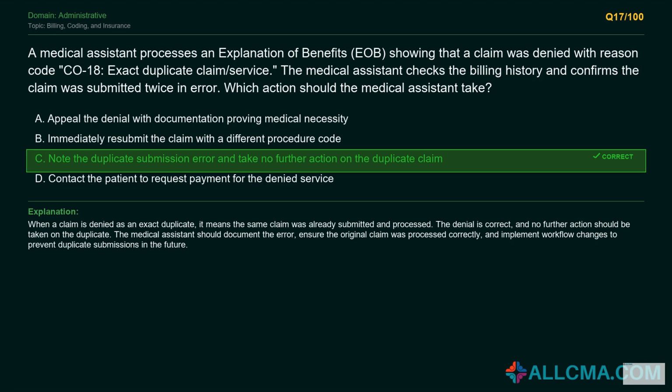When a claim is denied as an exact duplicate, it means the same claim was already submitted and processed. The denial is correct, and no further action should be taken on the duplicate. The medical assistant should document the error, ensure the original claim was processed correctly, and implement workflow changes to prevent duplicate submissions in the future.